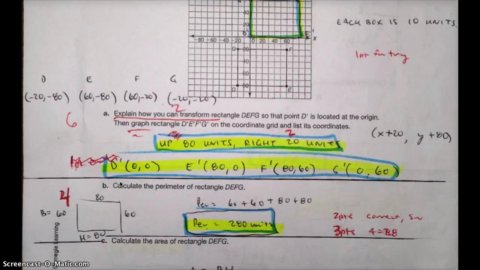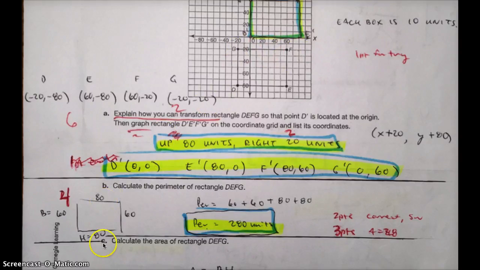Question 1B says calculate the perimeter of rectangle DEFG. So the perimeter just means to add, and to add, I just calculate the sides. Now, notice how it says DEFG. So you're looking at this first picture they've given you. Well, this side here is going to be, let's count, 1, 2, 3, 4, 5, 6 boxes. So it's not 6, it's 60. And in this direction, it is 8 boxes, but 8 times 10, because each of these are 10s, that's 80.